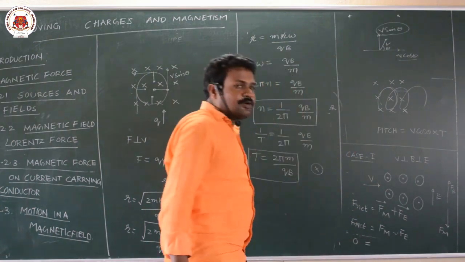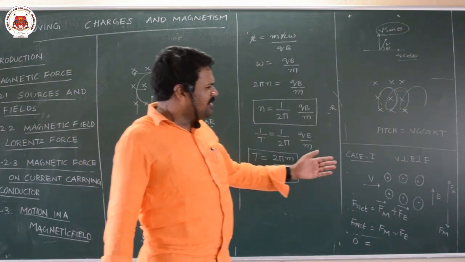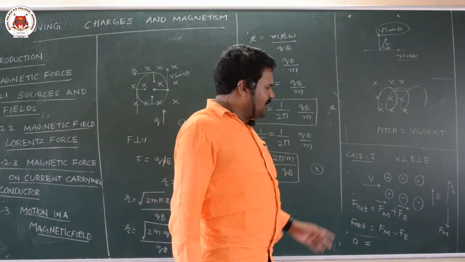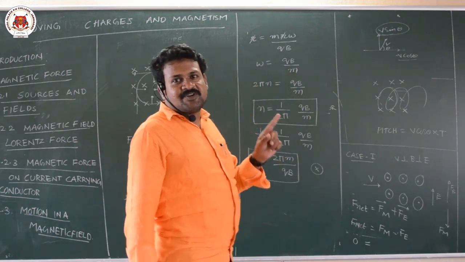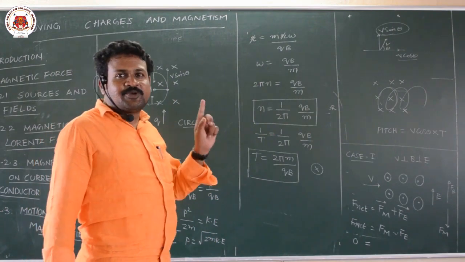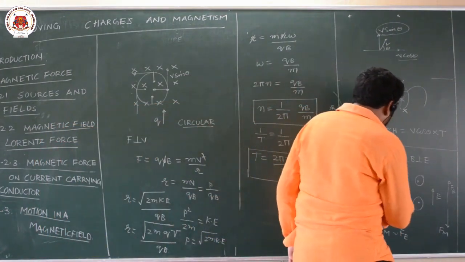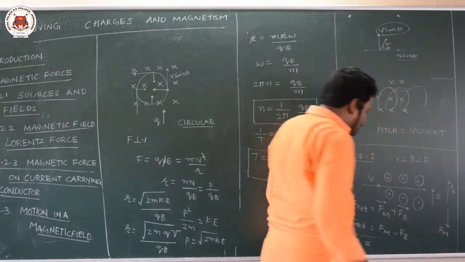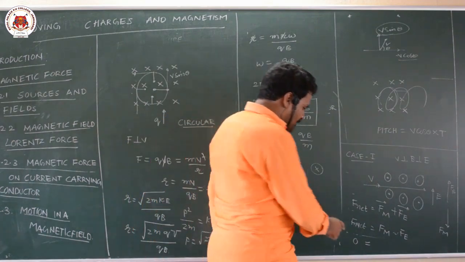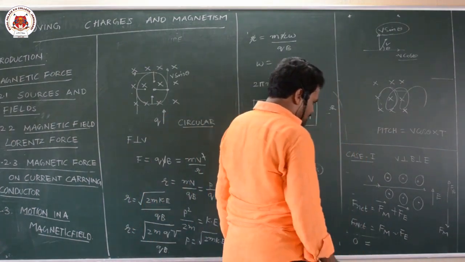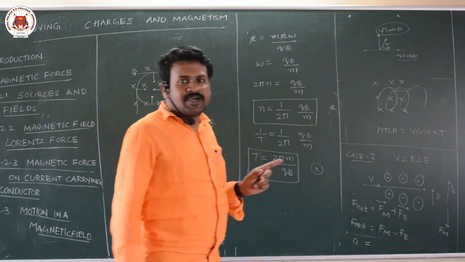Net force equal to 0 means in which direction will this charge particle move? There is no magnetic force, there is no electric force. When force is not there, the particle will not accelerate. That means the direction of its velocity will not change and the magnitude of its velocity also will not change. Then this charged particle will move undeflected. Therefore, net force is equal to 0. When net force is equal to 0, the velocity of the particle is fixed and it is moving undeflected.